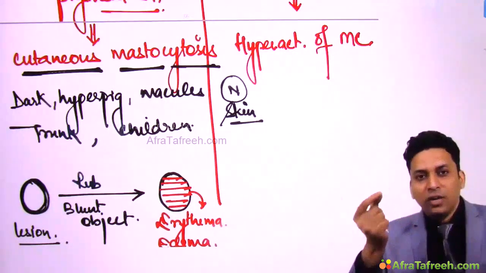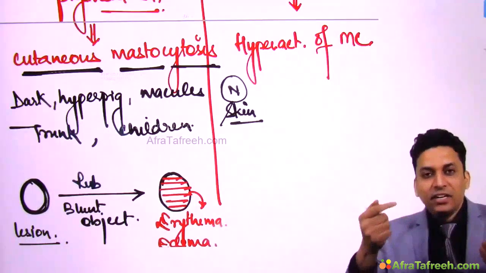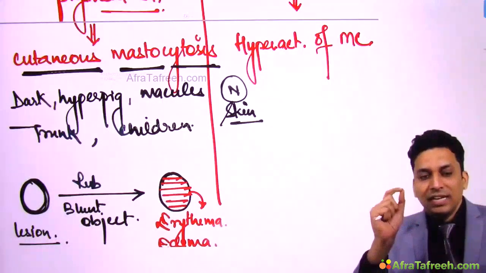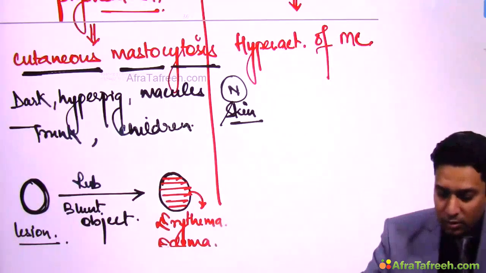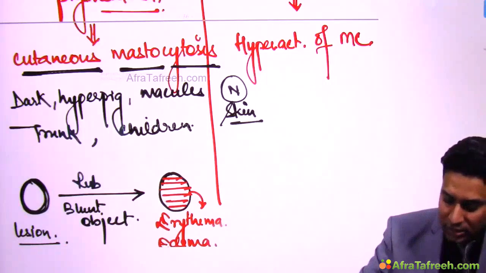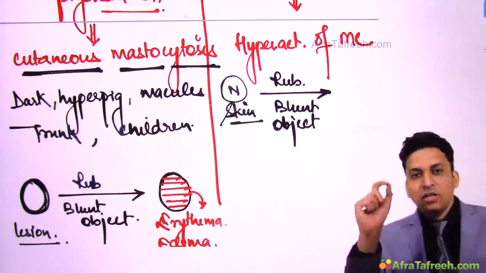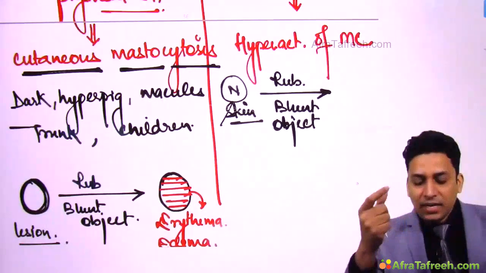Okay, so with a small trigger or with a small stimulus, they might get activated and they might release histamine. So even a small stimulus can lead to hyperactivation of these or release of histamine. Let us consider this is the normal skin, and if you rub this normal skin of the patient with a blunt object, because in this normal skin the mast cells are hyperactive, they release histamine.